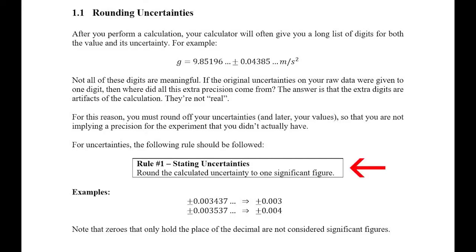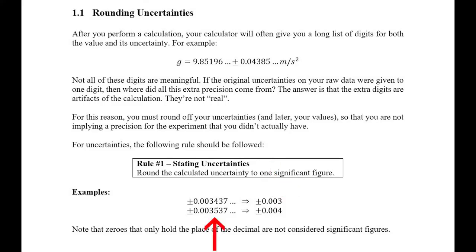So there's a rule for rounding off uncertainties, and then there's one exception to that rule, which I'll go over in a moment. So the rule is that you round uncertainties off to one significant figure, where zeros that just hold the place of the decimal point don't count as significant figures. So you round the uncertainty to one significant figure. Here's some examples. So if the uncertainty is 0.003437, then that's going to round off to 0.003, where again, the zeros that hold the place of the decimal don't count as significant figures, only the 3 does.